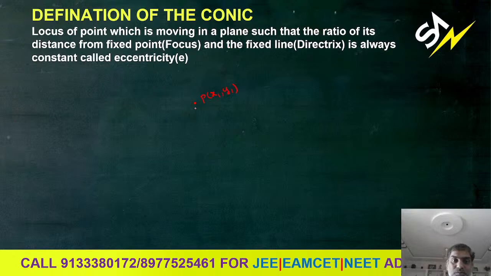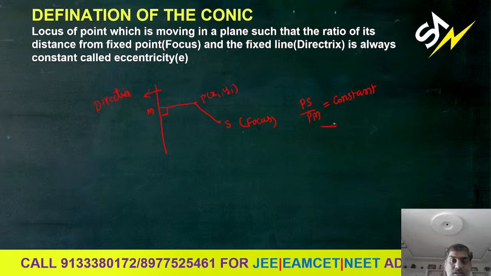The ratio of its distance from a fixed point. We can take the fixed point as S. Here we are calling this S a focus. This distance is PS. And the fixed line, directrix. Somewhere we have a fixed line. This is the fixed line, and we can call it a directrix. Then the perpendicular distance, this is the perpendicular distance, right? Here we can take it as M. So PS over PM is always constant. This ratio is always constant.